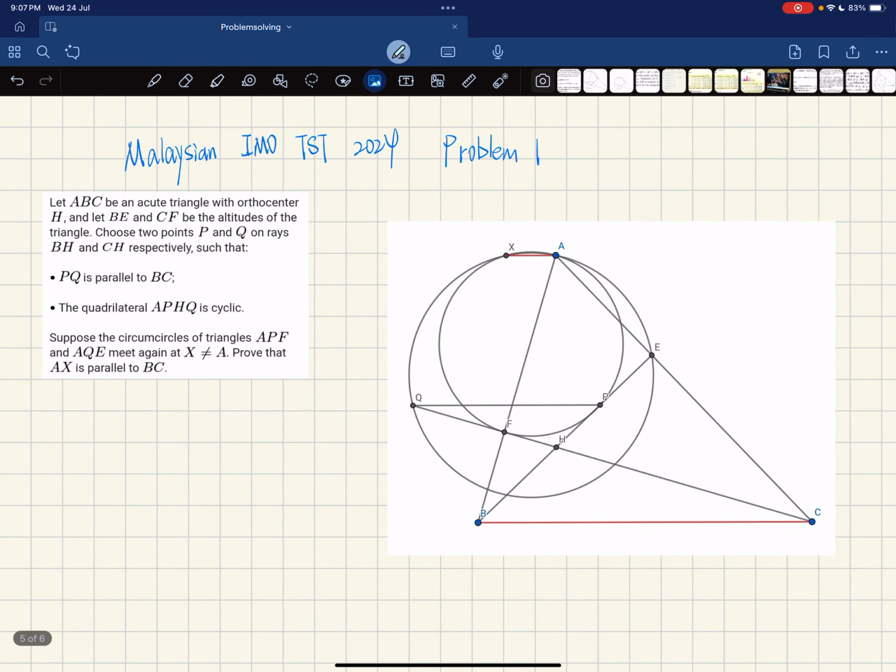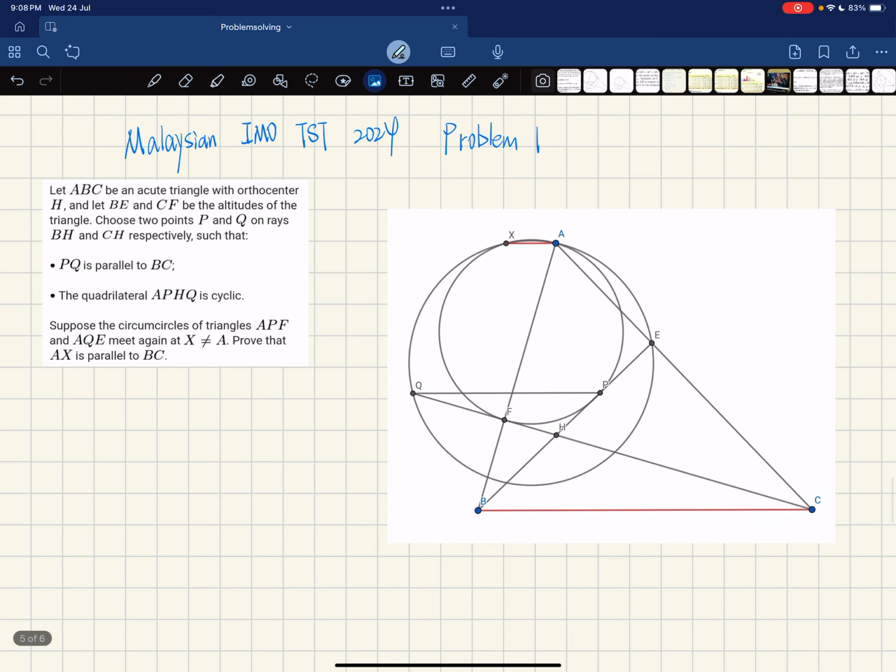Okay, today we're going to solve a problem which appears in Malaysian IMO TST in 2024, and it is placed in problem 1. So from its place we can know this geometry problem is interesting but not that difficult. So let's take a look at it.